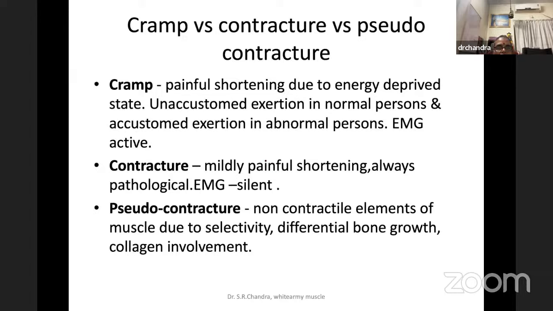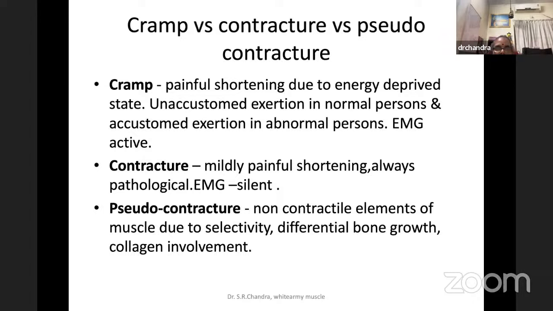Then contractures. What is a cramp? What is a contracture? What is a pseudocontracture? A cramp is a painful shortening due to an energy deprived state of the muscle. It occurs with unaccustomed exertion in a normal person and accustomed exertion in an abnormal person, and EMG is active. So cramps can be normal when you do unaccustomed exertion and there is an energy deprived state, whereas an energy deprived state in normal exertion indicates a metabolic problem. If you do EMG in the cramping muscle, the EMG will be active.